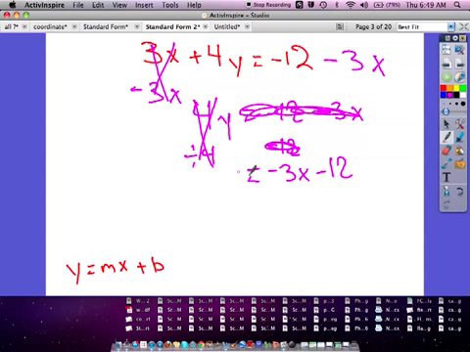So I divided by negative 4, or by positive 4, excuse me. So I'll divide those all by 4. So now I have y equals negative 3/4 x, and then negative 12 divided by 4 is going to be minus 3, or negative 3. So now I've got my form that I need. Now I need to take it to a graph.